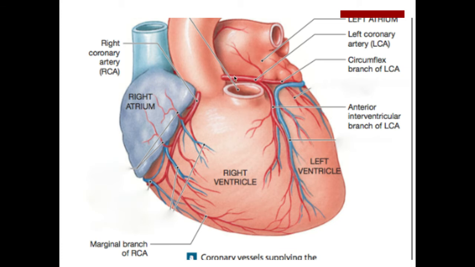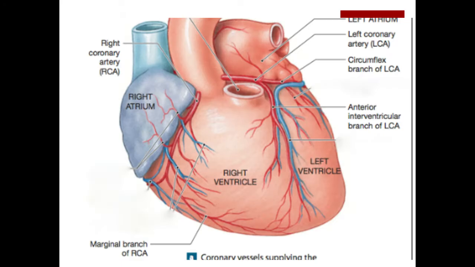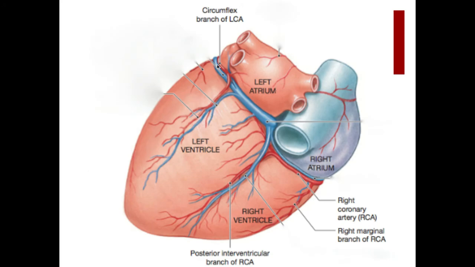So here's our left coronary artery. And then our first branch coming down on the front side of the heart between the two ventricles is the anterior interventricular branch of the left coronary artery, or the left anterior descending artery. The continuation as it wraps around the heart is called the circumflex branch of the left coronary artery. And so left coronary artery, again, will split into the anterior interventricular branch and then also the circumflex branch. And the circumflex branch is going to wrap around to the posterior side as well.